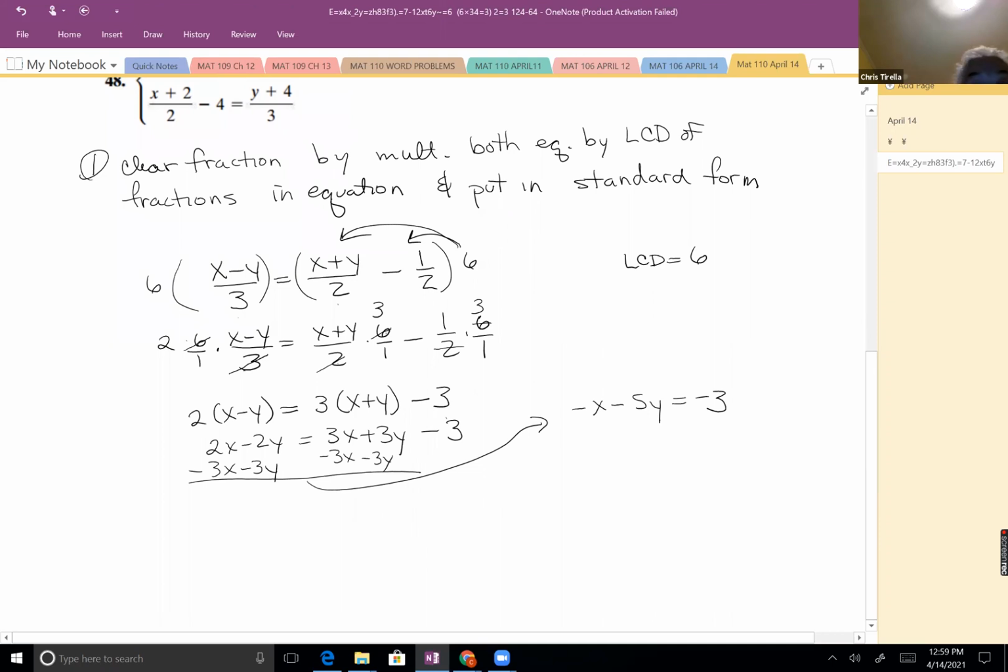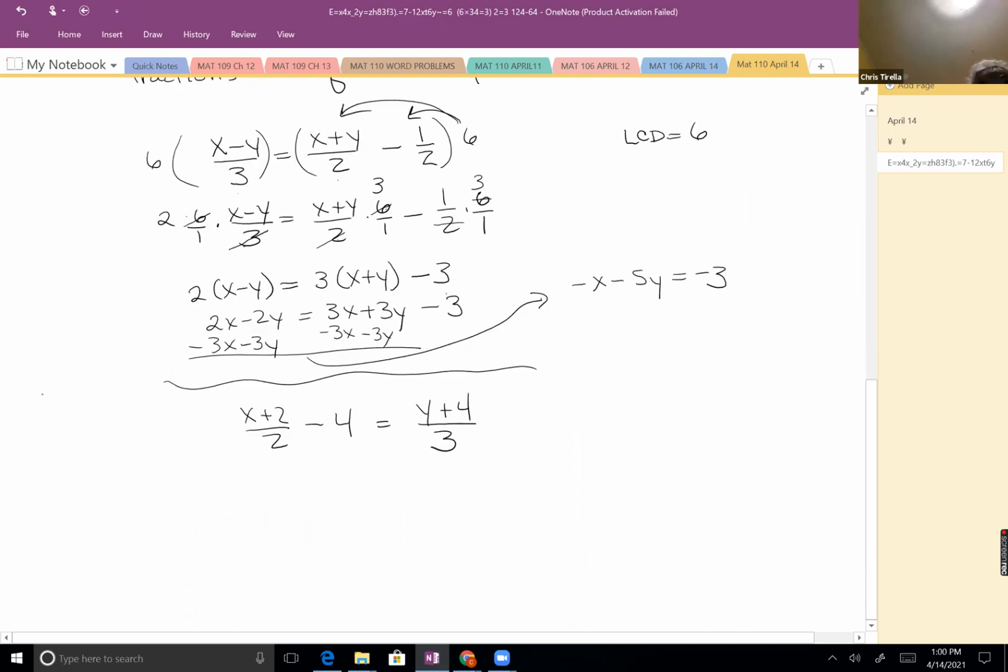We get to do it again with that second equation, which was x plus 2 over 2 minus 4 is equal to y plus 4 over 3. Here, the common denominator again would be 6. So I'm going to ask you folks to please multiply both sides by 6 and tell me what you get.